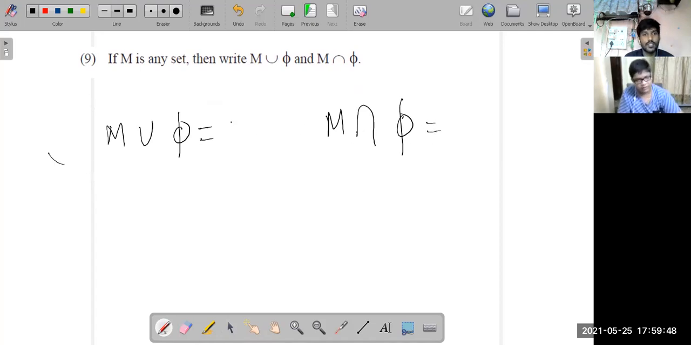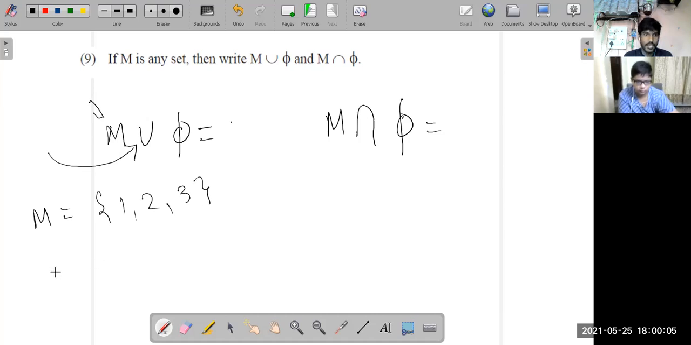But look at the first case. No, think about it. See, this is union. What is the meaning of union? All together. Come together. So suppose M has 1, 2, and 3. And suppose B is empty. Then what would be M union B?